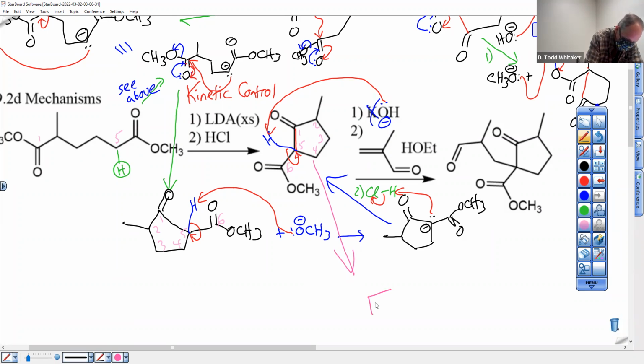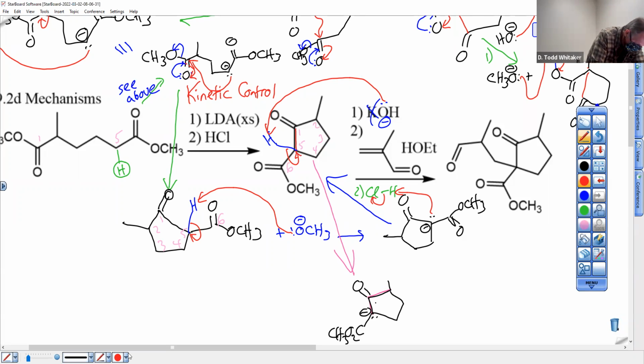Why pink? I don't know. Methyl, CH2, CH2. CO2, CH3. And the anion is right there. And that anion can attack the carbonyl of this aldehyde. Why is that a bad idea? We've had anions attack carbonyl. It's all chapter. Why is it a bad idea here? Look at the product.